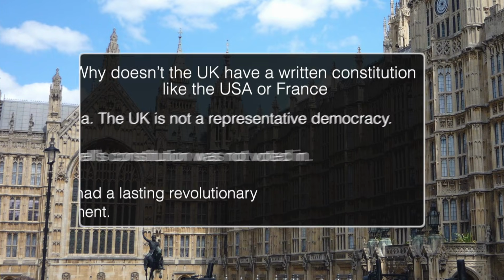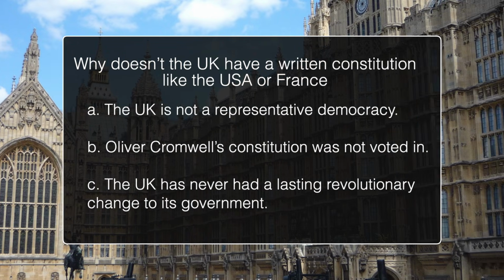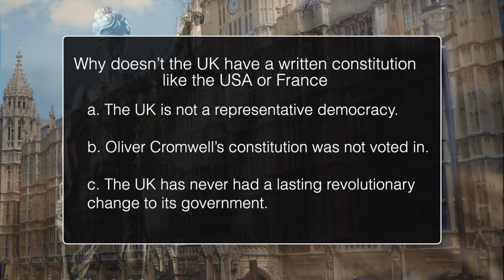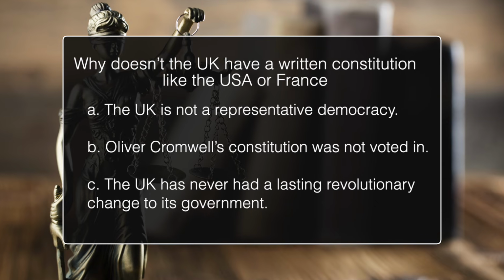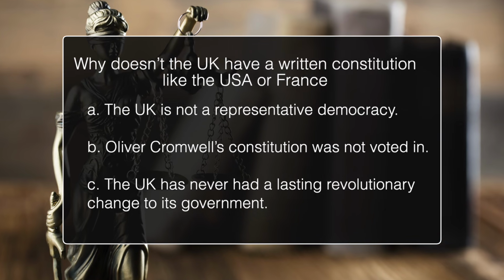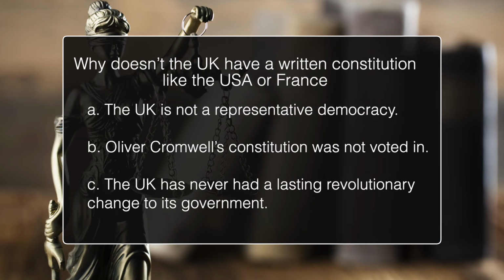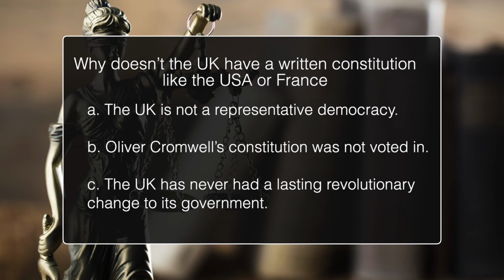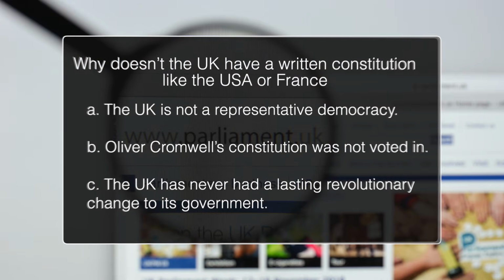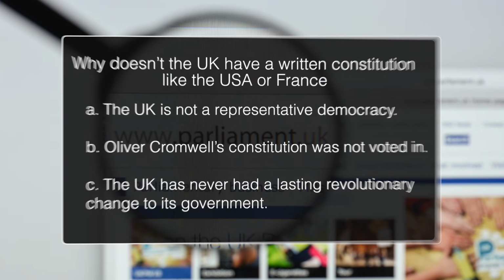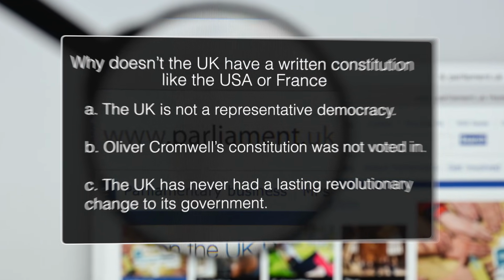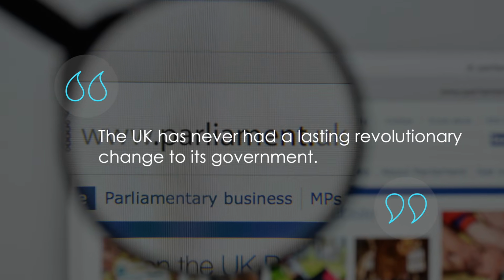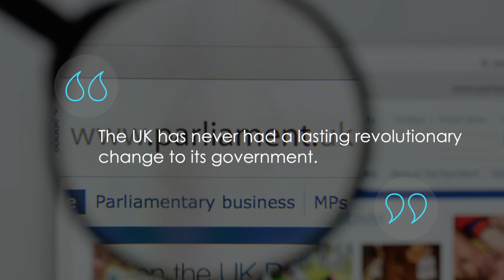Why doesn't the UK have a written constitution like the USA or France? A. Because the UK is not a representative democracy. B. Oliver Cromwell's constitution was not voted in. C. The UK has never had a lasting revolutionary change to its government. The answer is C. The UK has never had a lasting revolutionary change to its government.